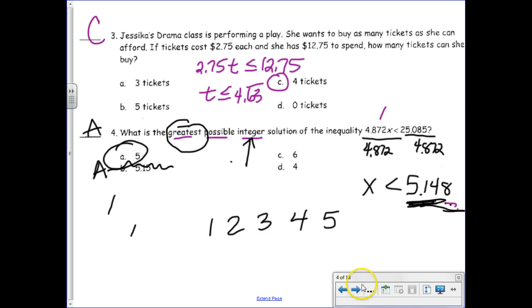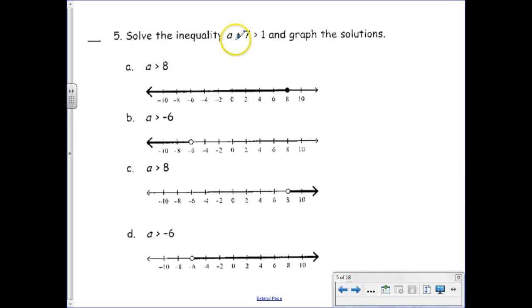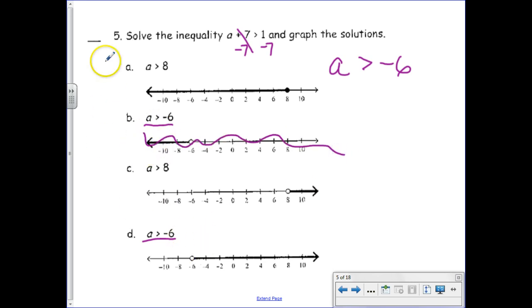All right, next, let's move on to number 5. Solve this inequality, graph the solutions. Well, this one should go pretty quickly. When you subtract 7 from each side, you get A has to be greater than negative 6. No flipping when you add or subtract. Now, whoops, I see 2 of them that say the same thing. Please make sure your graph matches what this statement says. Look at B. That isn't a greater than graph. This one has to be D, greater than.